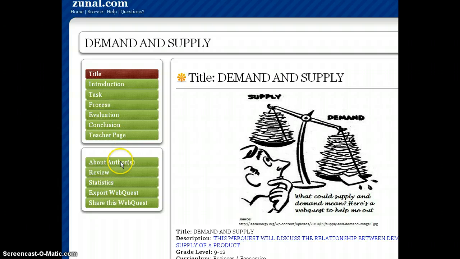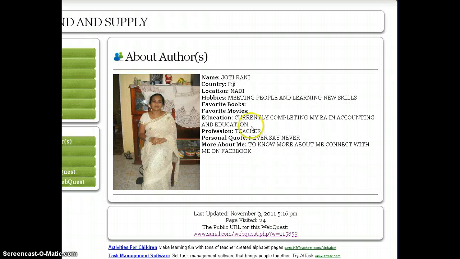Firstly, I would like you to go to the author page. Click on it. My name is Jyoti Rani from Fiji. Location Nandi. I am currently completing my BA in Accounting and Education and my profession is teacher. To know more about me, you can connect with me on Facebook. I designed this Webquest as an assignment for my ED 350 course.